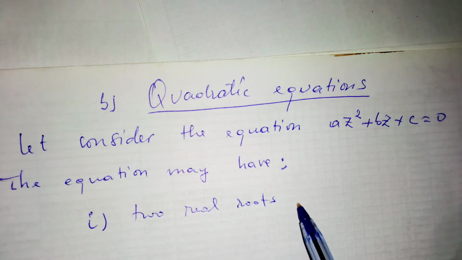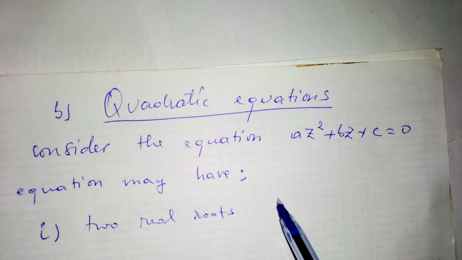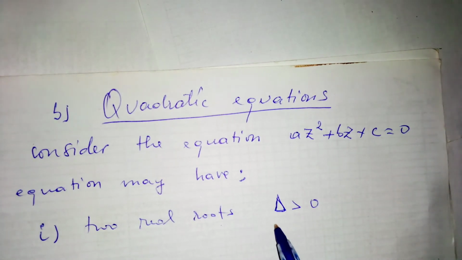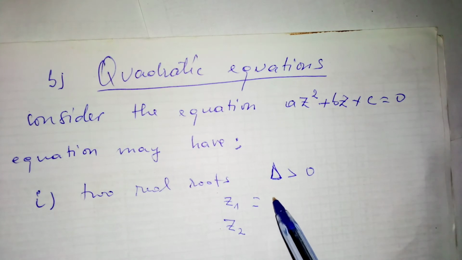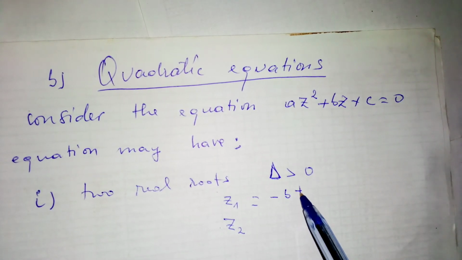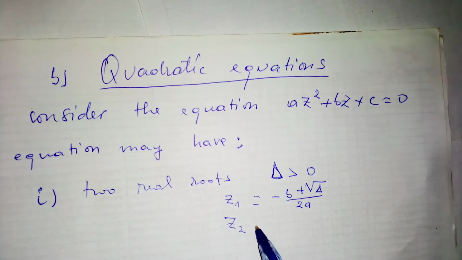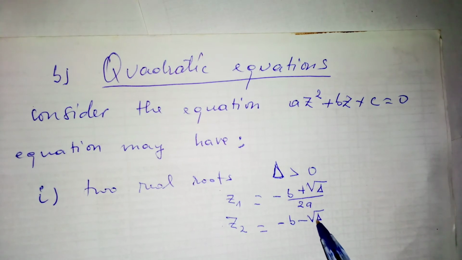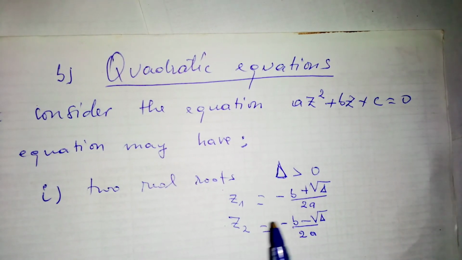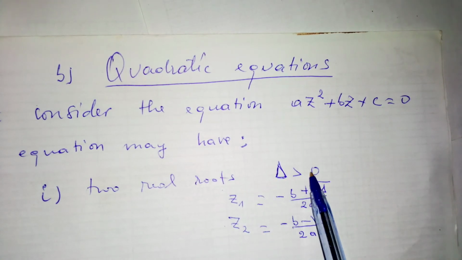When we are applying the delta calculation, we may have 2 real roots in case delta is greater than 0. To mean there will be z1 and z2, where z1 will be equal to minus b plus square root of the delta over 2a. And for z2, it will be minus b minus square root of delta over 2a. To mean, in case when you are solving a quadratic equation and you find that delta is greater than 0, you get 2 distinct roots.